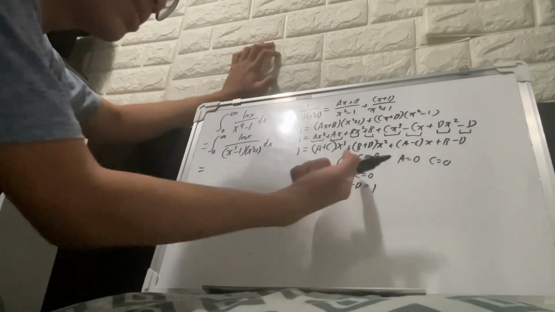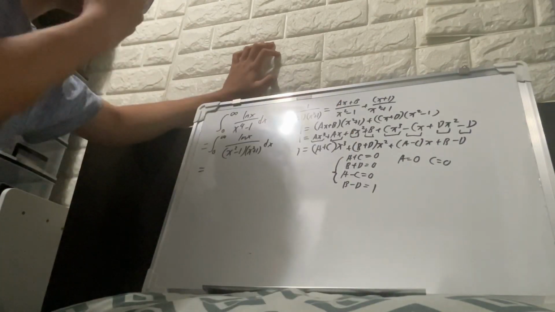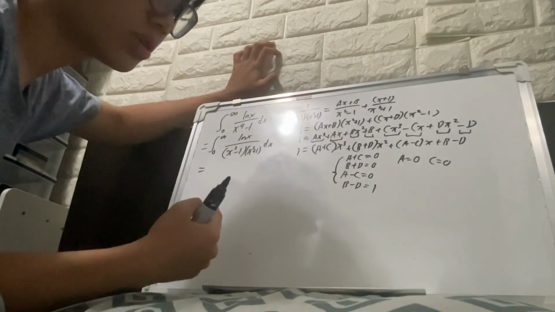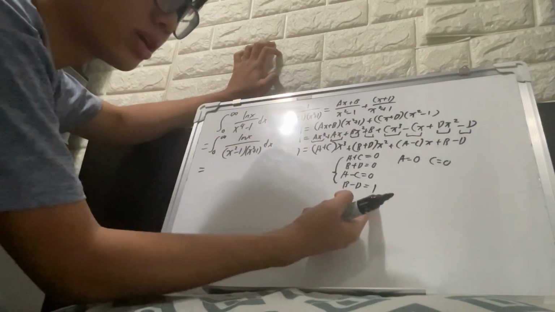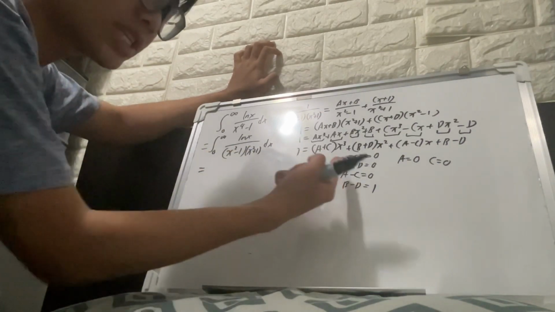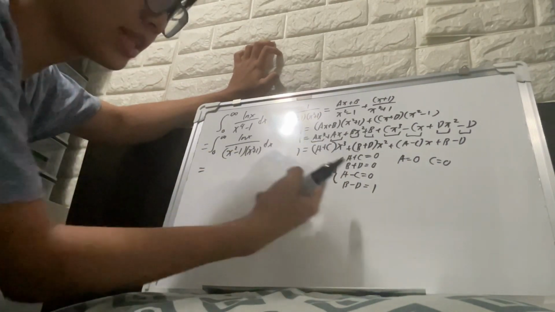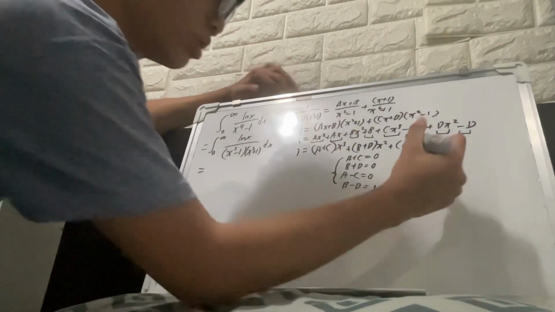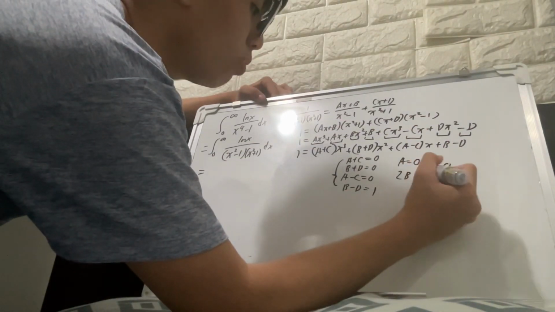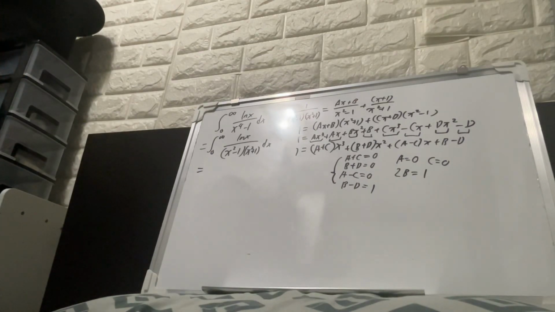So b plus d is equal to 0, and b minus d is equal to 1. Let me just add them up. So d and negative d will cancel, and you get 2b is equal to 1. Sorry.